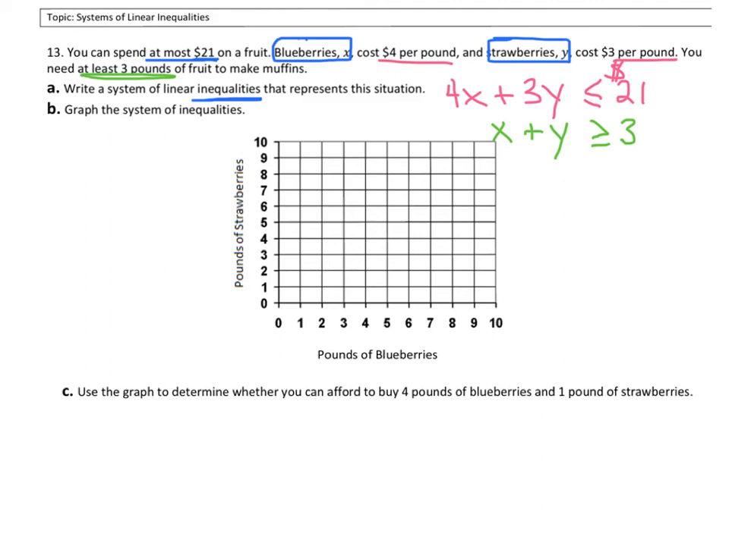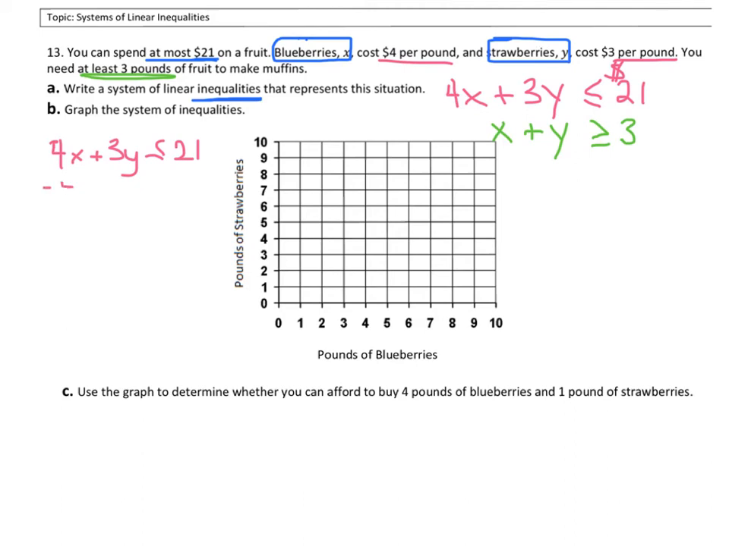Okay, so now what I need to do is graph this system. So each one of these inequalities needs to be handled on its own and graphed. So I'm going to take the first one, 4x plus 3y is less than or equal to 21. And in order to graph that, I have to get y by itself.